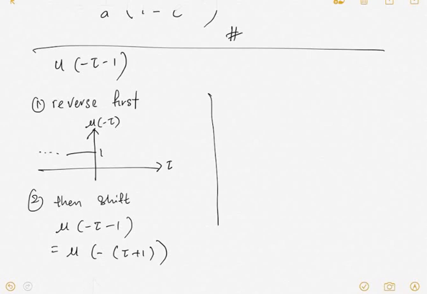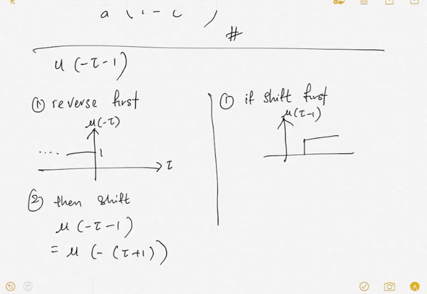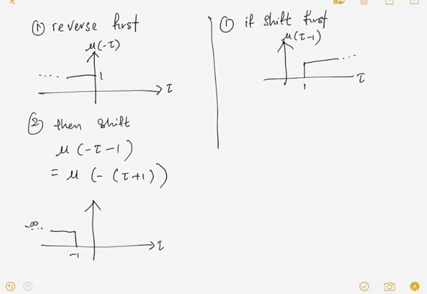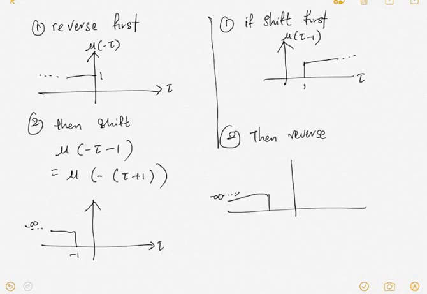Let's say you have a second method, if you want to do the shifting first. If you shift first, you will get u(tau minus 1). So what is the graph for tau minus 1? You get tau equal to 1, so 1 to infinity. And then reverse. Reverse means that it's a flipped version of u(tau minus 1). So you get negative 1 here. So this is u(negative tau minus 1).